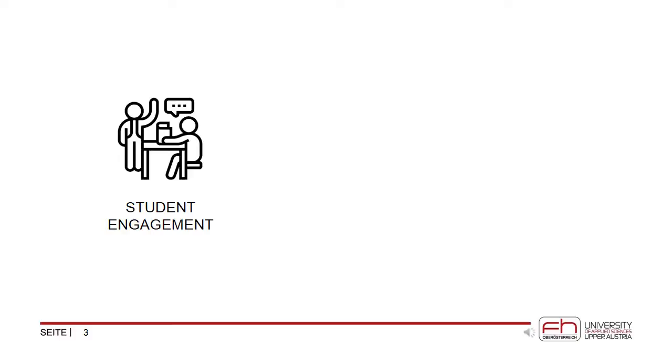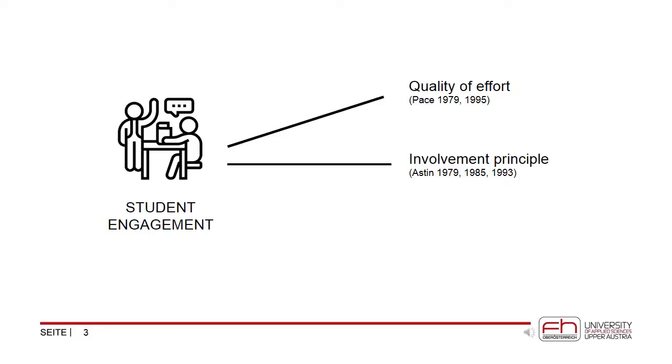Firstly, the idea of quality of effort, PACE, and the 7 principles of good practice. The second is based on the involvement principle of Astin. And, as the third pillar, the work of Kuh et al. on student involvement has laid the foundation for active student integration into academic and social life at universities.